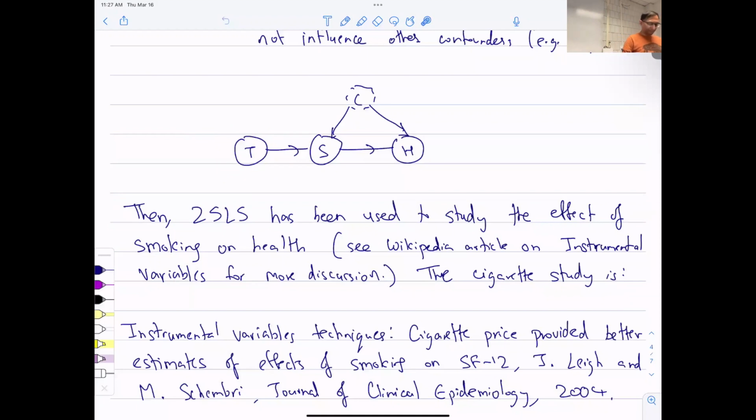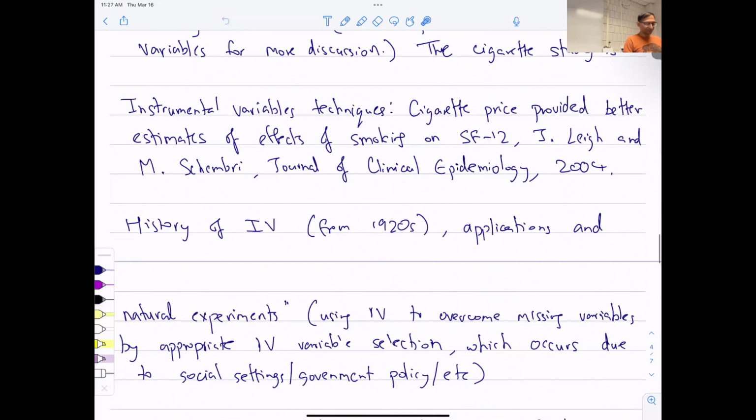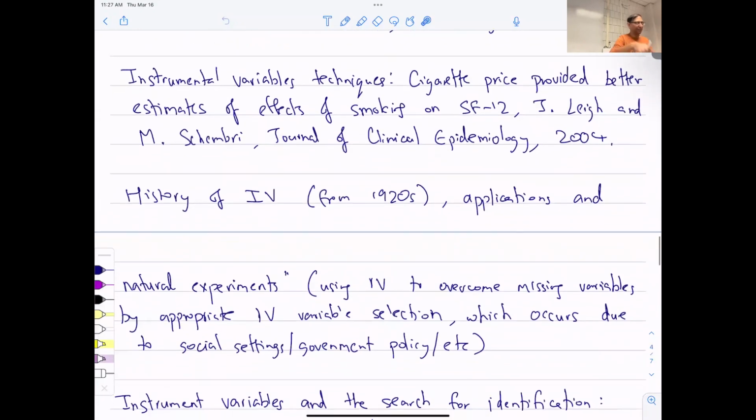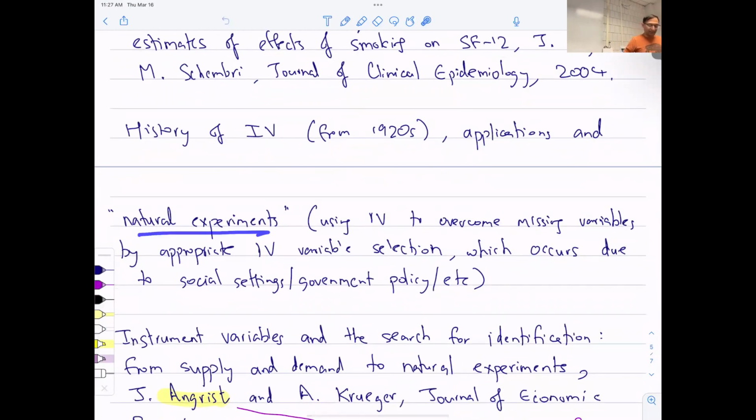I have a question. What happens if we don't have the option? If you do economic policy, for example, either you do it or you don't, right? A very good question, and that brings me to the next point. These are called natural experiments. The history of IV is from the 1920s. Natural experiments use IV to overcome missing variables by appropriate variable selection. If you can find a variable which occurs in natural social settings or because of government policy, then you could essentially answer this question.